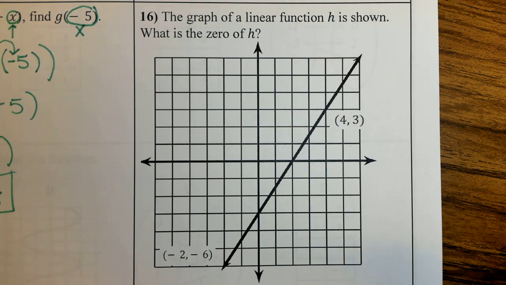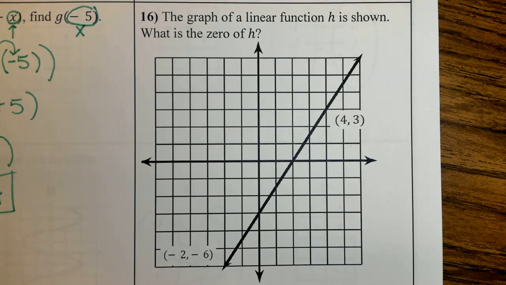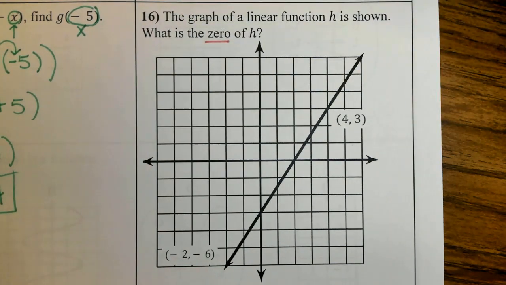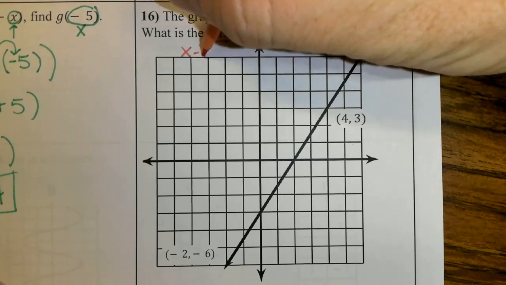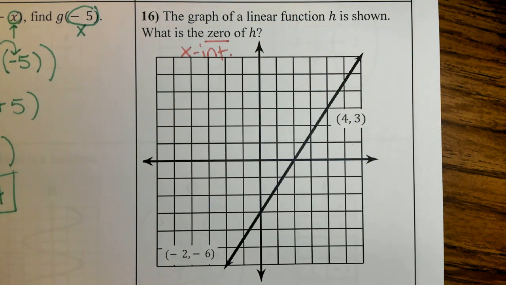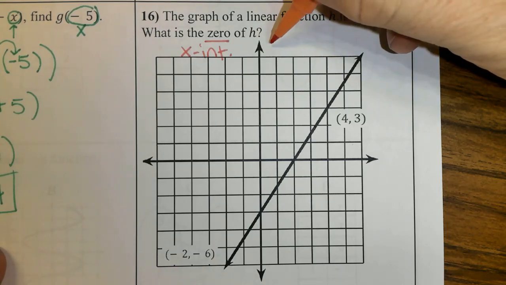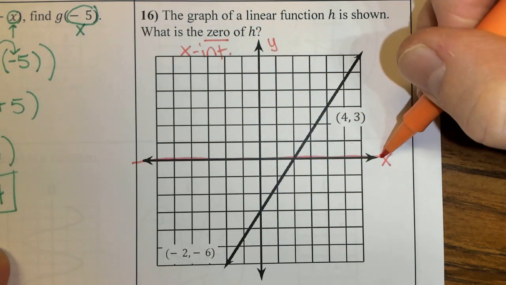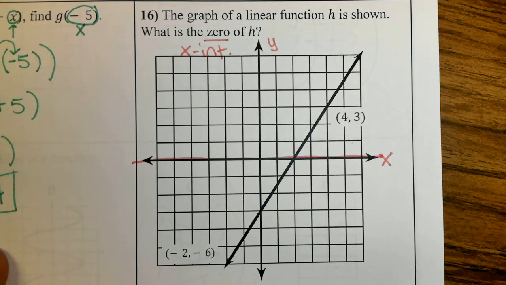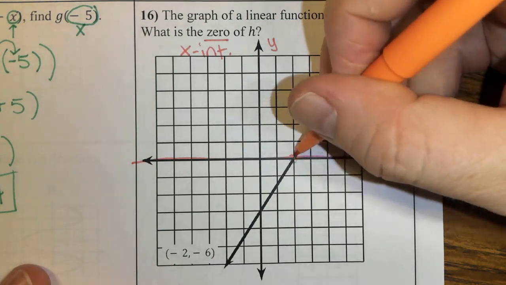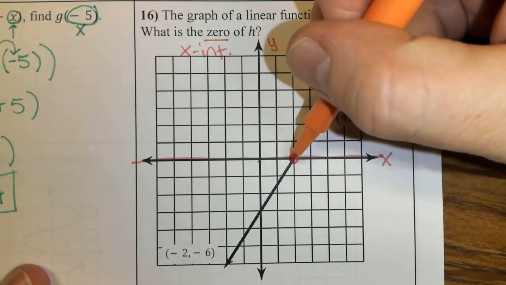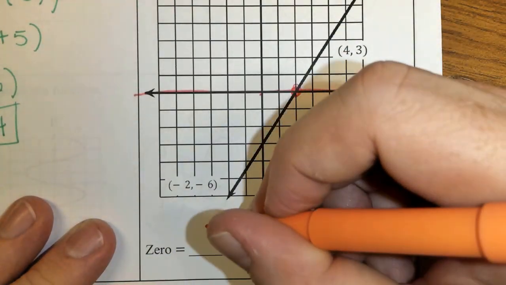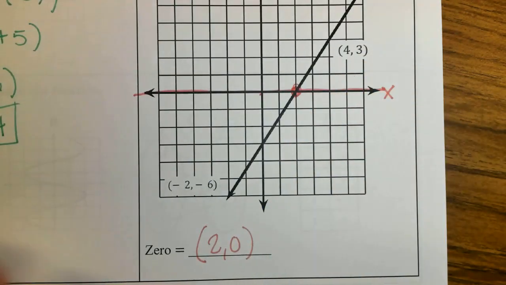All right, 16, last one on this page. The graph of the linear function h is shown. So again, I like pictures. What is the 0 of h? Okay, there's that word again, 0. 0 just means x-intercept. I'm not going to write it out this time. So x-intercept. Well, if we know this axis is y and this axis is x, I want to know where it crosses that axis, the x, right? X-intercept is right here. That point is 2, 0. So my answer is 2, 0.